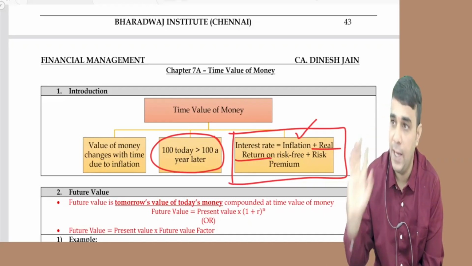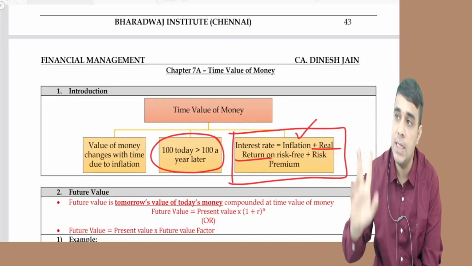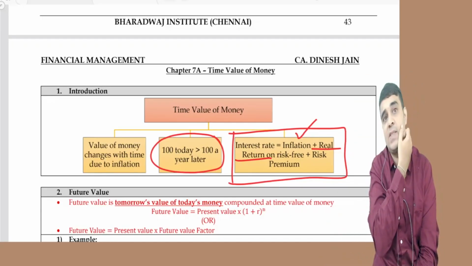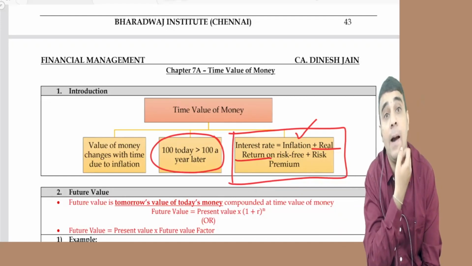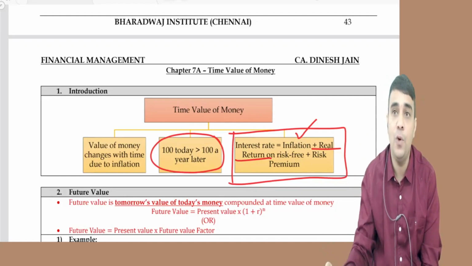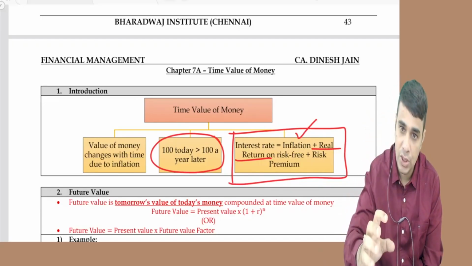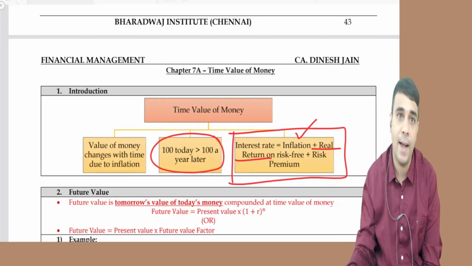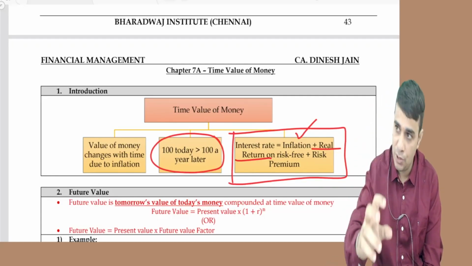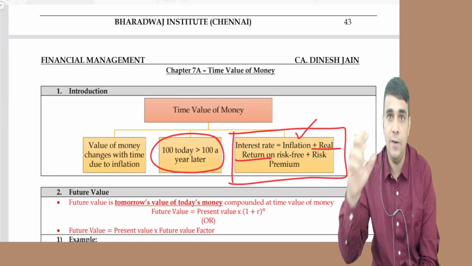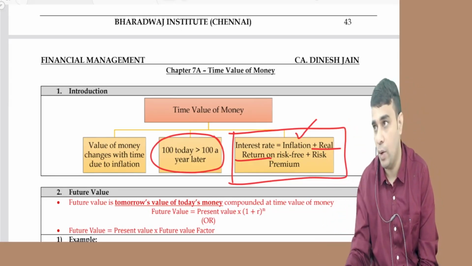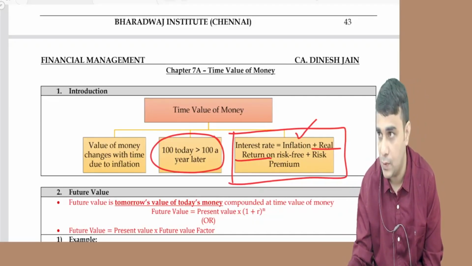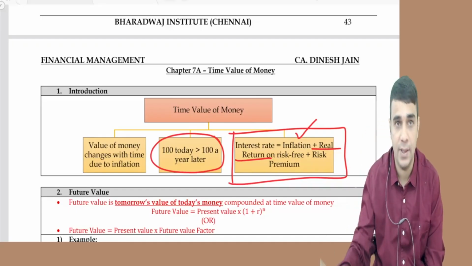First thing is inflation. Second thing is called real return. On which investment? Risk-free investment. What is risk-free investment? Government of India bonds. Inflation will have an impact on the interest rate. If inflation goes up, interest rates go up. If inflation goes down, interest rates go down. Whenever RBI increases interest rate, be mentally prepared to see that the reason is an increase in inflation.